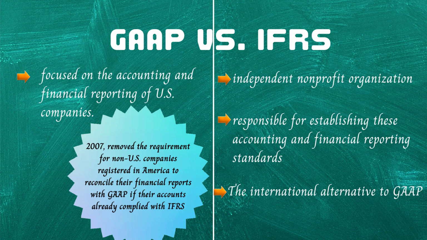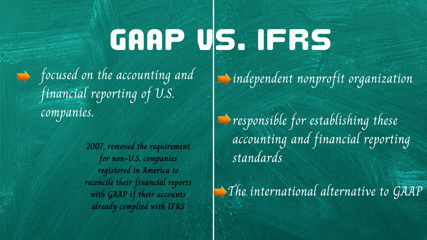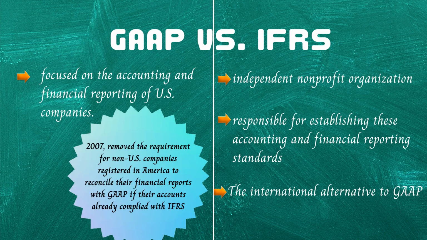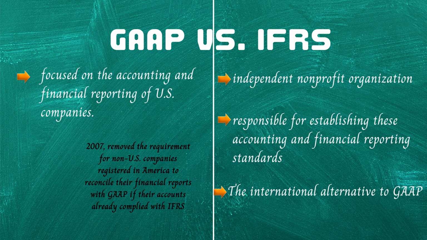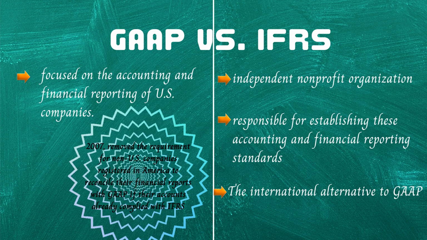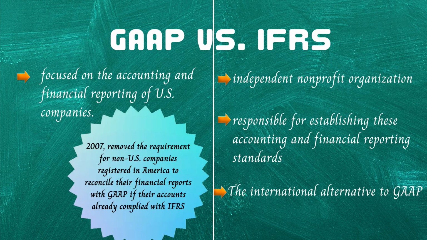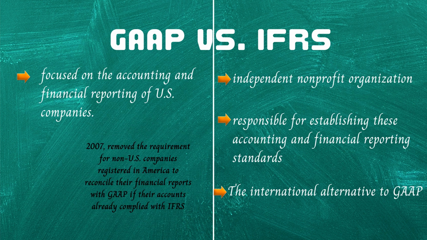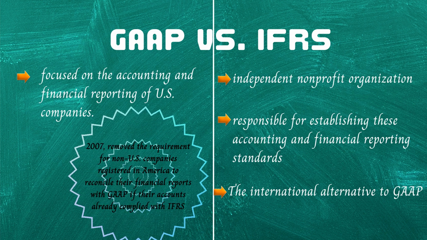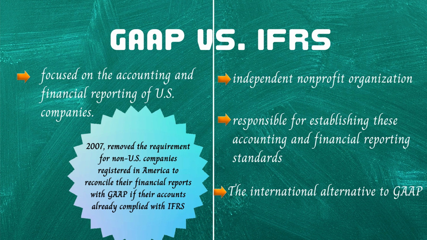IASB and the FASB have been working on the convergence of IFRS and GAAP since 2002. Due to the progress achieved in this partnership, the SEC, or the Securities and Exchange Commission, in 2007 removed the requirement for non-US companies registered in America to reconcile their financial reports with GAAP if their accounts already complied with IFRS. This was a big achievement because prior to the ruling, non-US companies trading on US exchanges had to provide GAAP compliant financial statements.